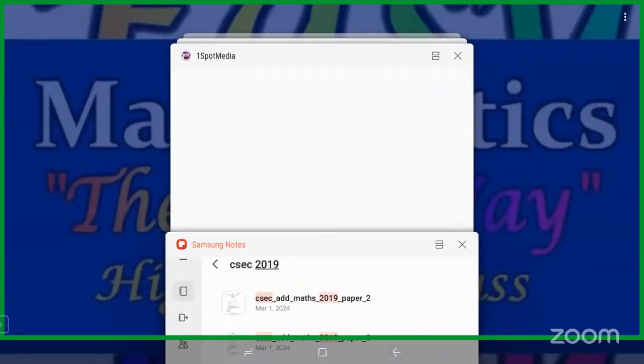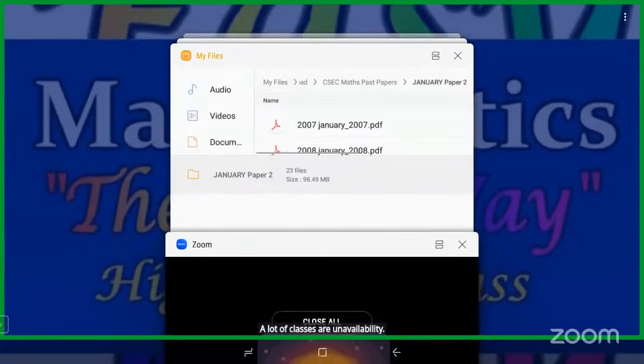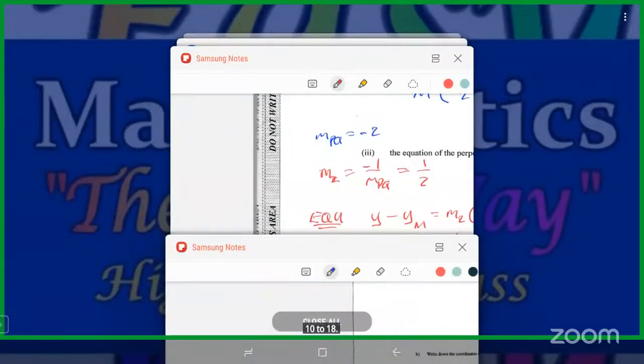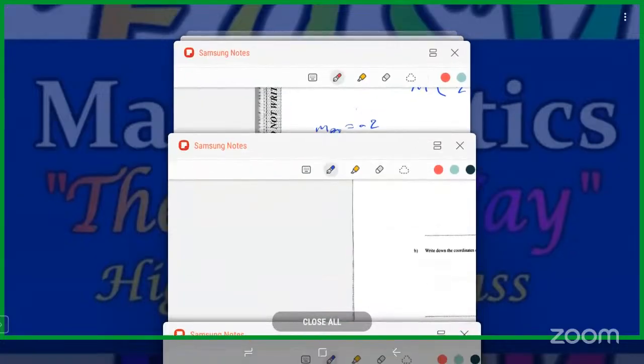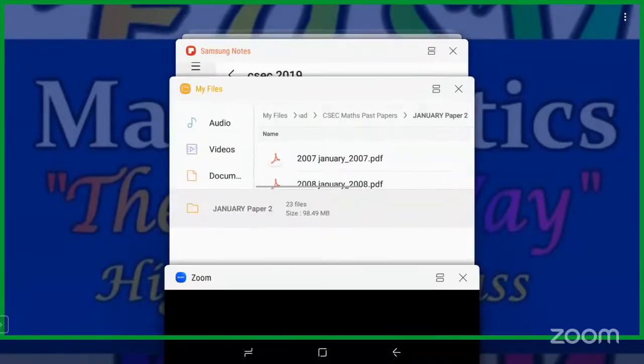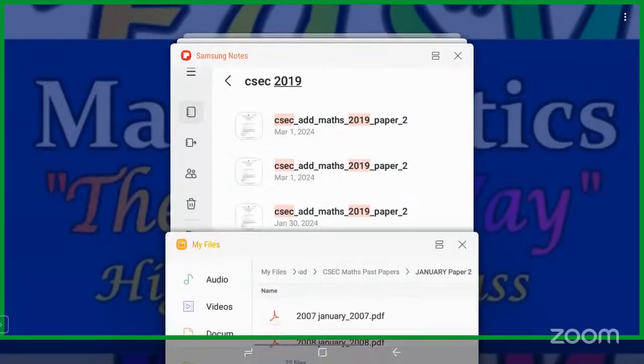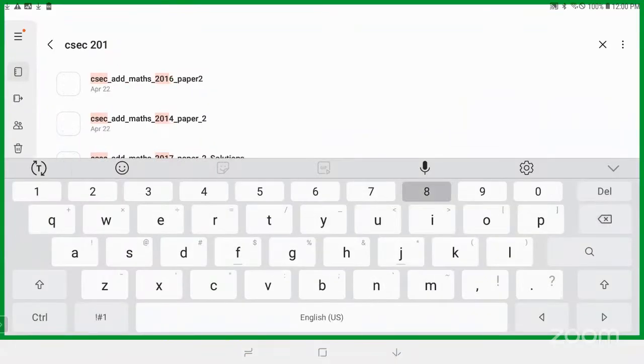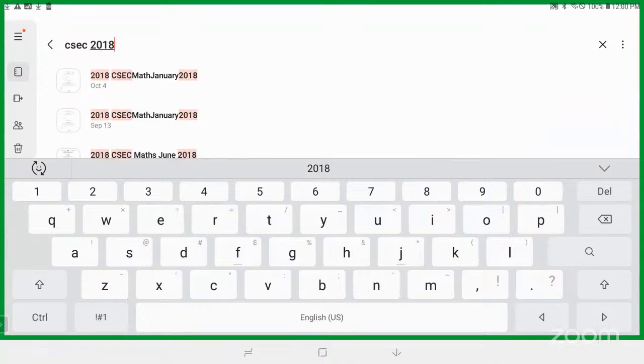Where is it? What's that? 2018. This is 2018. I love it. Let's see if I can find it here. 2019. 2018 is January. This is it.